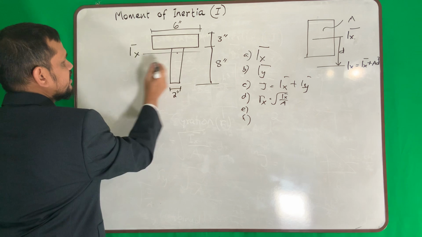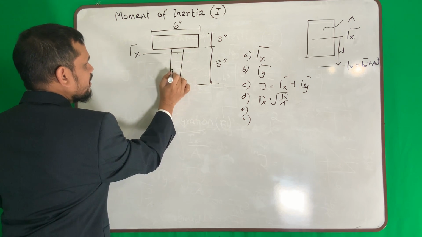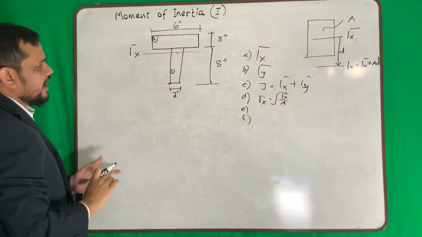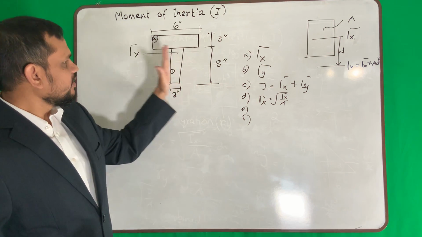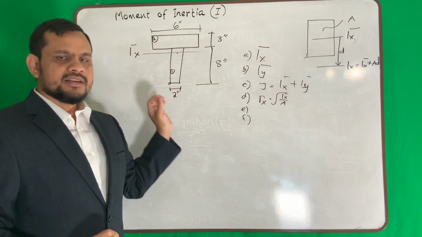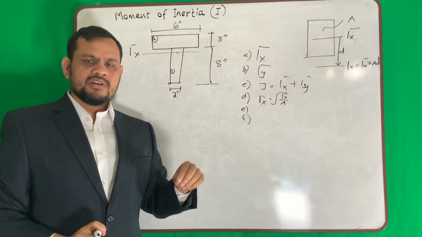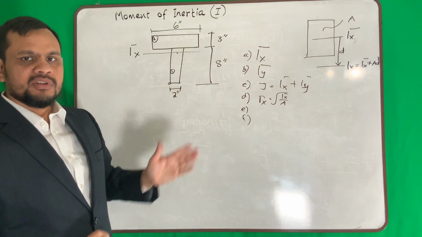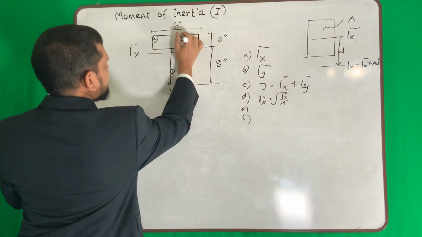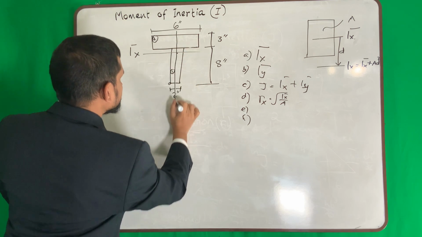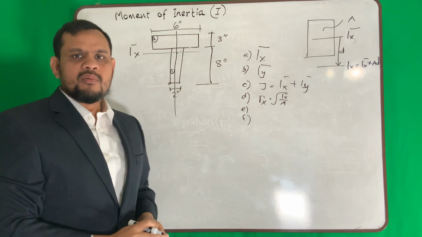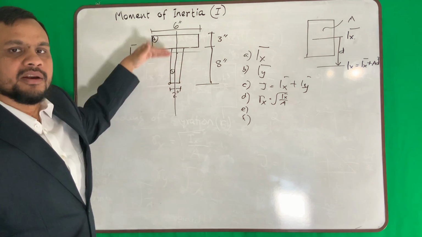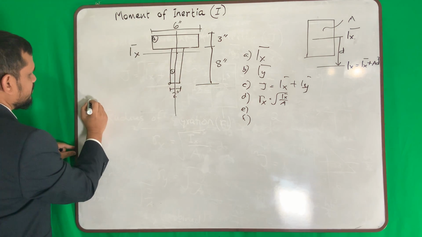We need to divide the section: this is number 1, this is number 2. First of all, the x bar, the x component of the centroid of this section, is at this line. We know that because it is symmetric. There's a line here, and if I fold it, it will overlap perfectly. So my x bar is here. I need to find y bar. So how to find y bar?